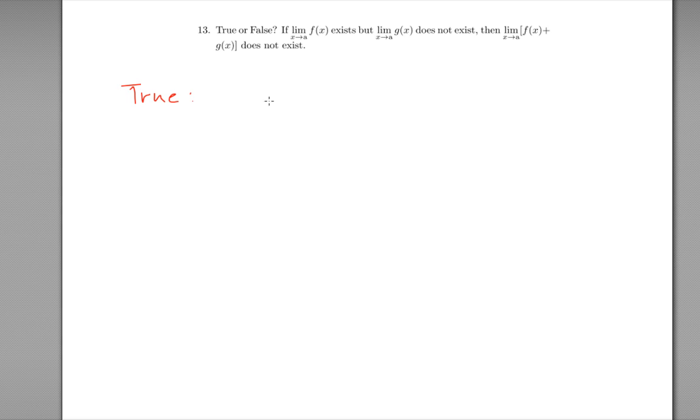And let's see if we can prove it. So assume the converse. Assume that this is not true. Assume that this is false. So assume that the limit as x goes to a of f of x plus g of x together, so we're going to keep them together, exists. So this is the opposite, right? We're saying it's true that it does not exist. So to prove it, we're going to assume the opposite and see if we run into problems. So assume that this actually exists.